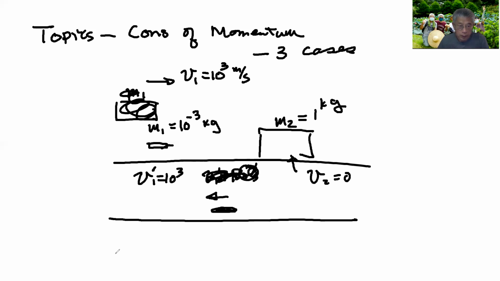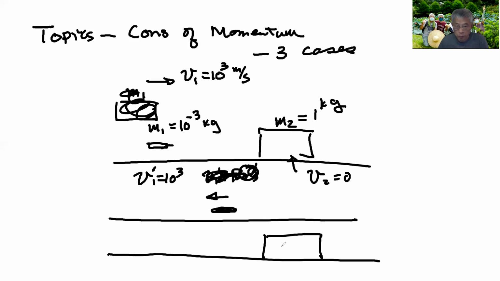And then the other case is that the bullet gets stuck in there. So the other case is not V1, but M1: the bullet just sticks in there. The bullet stuck. So that's the second case. So this is case 1, case 2.